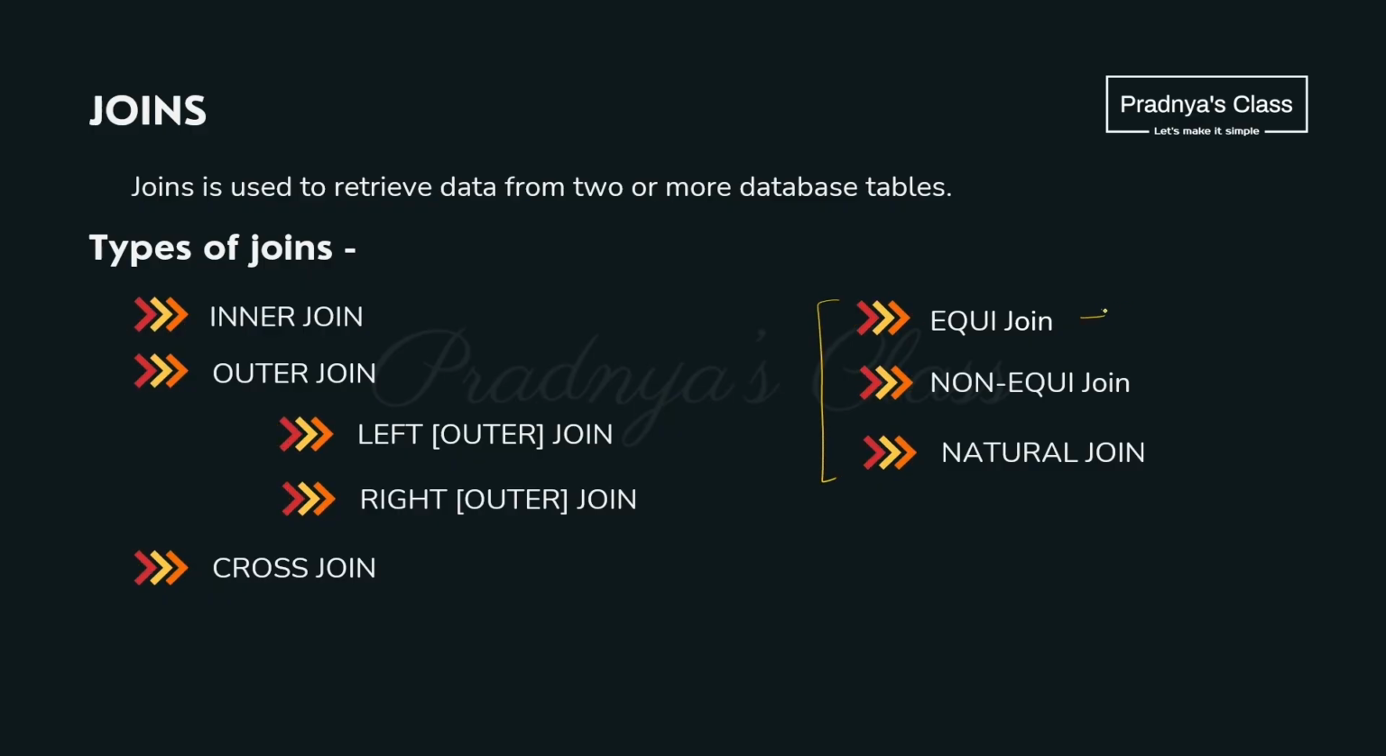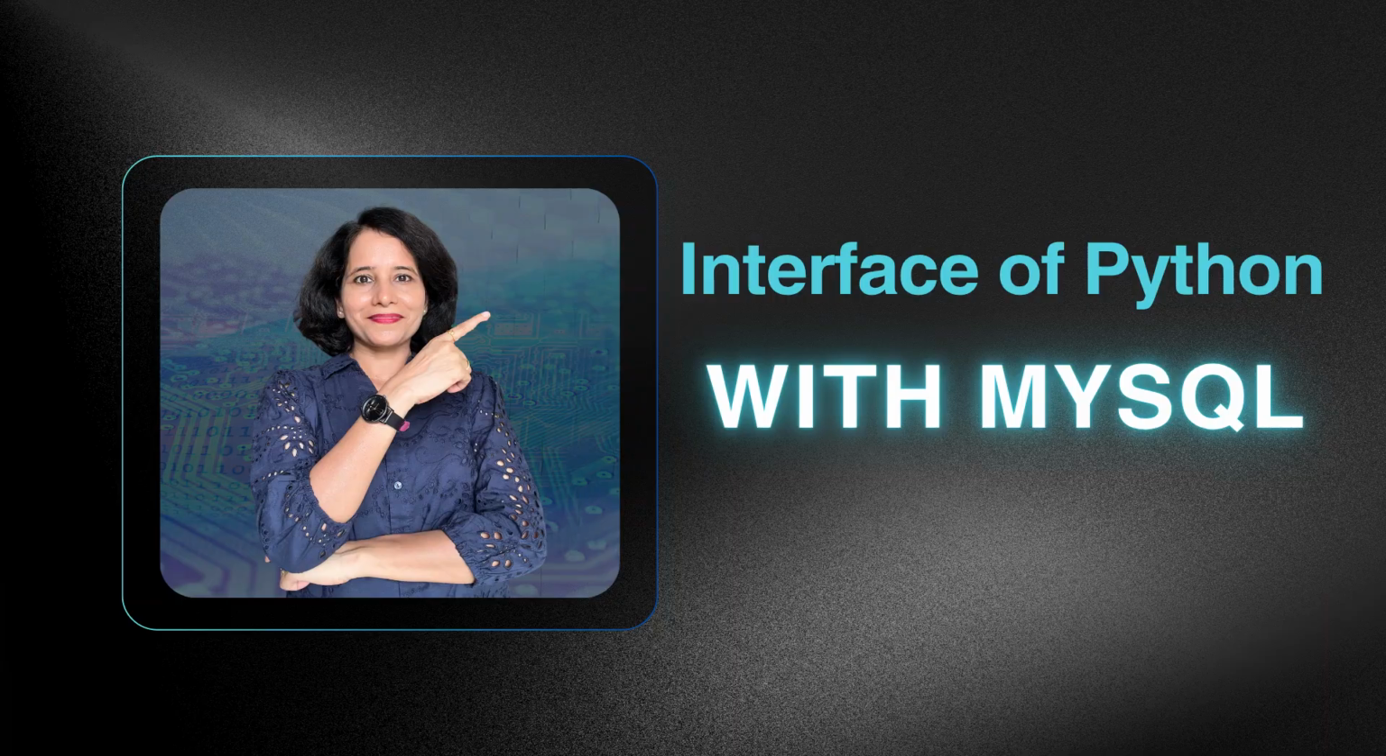In equijoin we got the matching record and we use the comparison operator equal to. In non-equijoin we use these comparison operators: greater than, less than, greater than or equal to, and less than or equal to. Natural join also gives the matching record, but the common column will get displayed only once. Hope it is clear to you now.